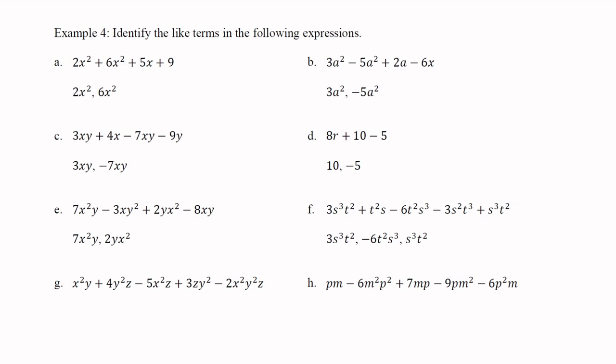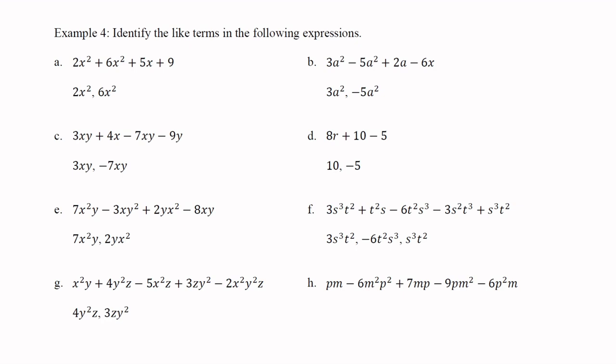In G, we have x squared y, we have a y squared z, that's not the same. We have an x squared z, all right, that's not the same as the first two. We have a zy squared. Well, that's the same as the second term because zy squared is the same as y squared z. And then the last term has all three variables and nothing else has all three. So our like terms are the second and the fourth terms.